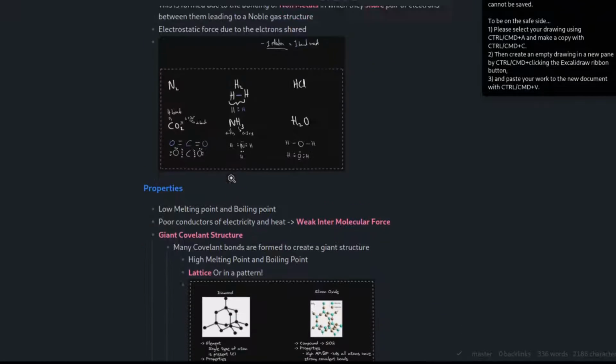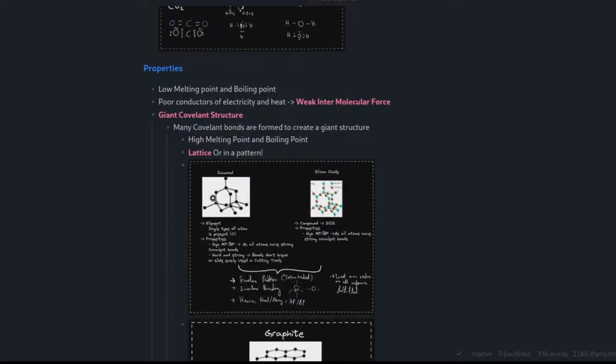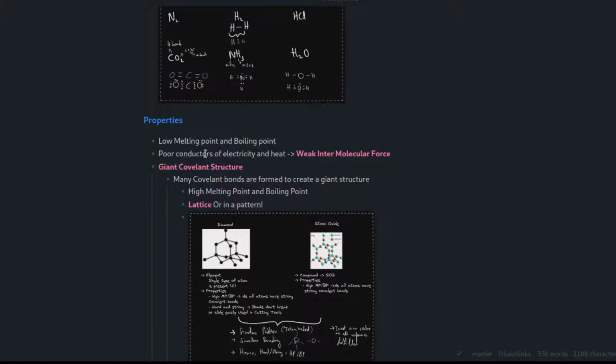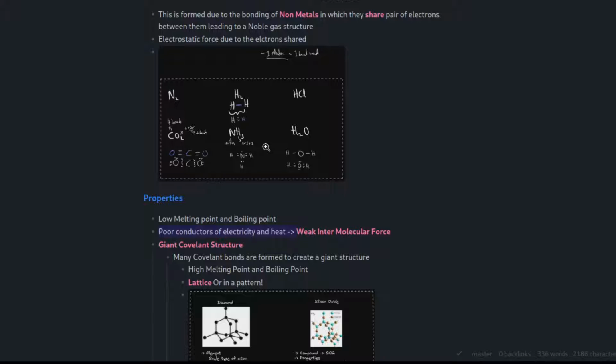Okay, so the properties of these are low melting point and boiling point, poor conductor of electricity and heat, because they have weak intermolecular forces. So this point must have been at the top because this represents melting and boiling point, my bad. But they are poor conductors of electricity and heat as well because they are in gaseous form, and gases are not that good conductors of heat, and furthermore they are bad conductors of electricity because they do not have any electrons to pass through from one point to another.